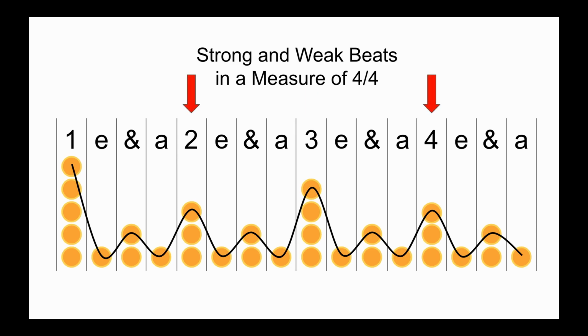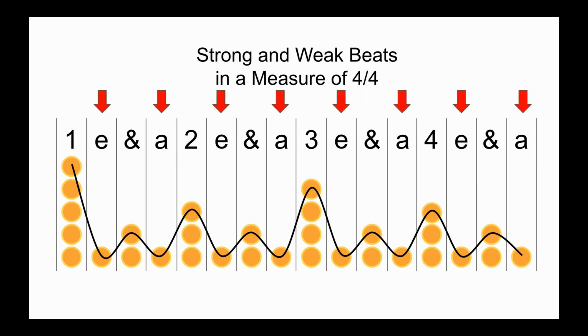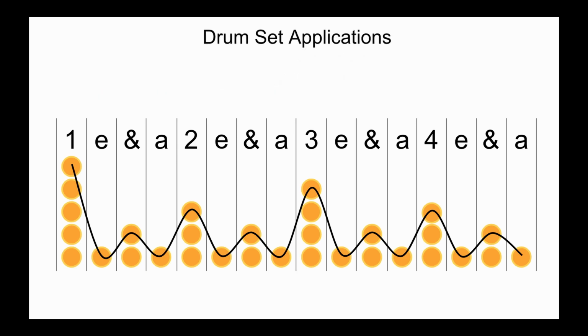Beats 2 and 4 are next in strength. Not quite as strong as beat 1 or 3, but strong enough to drive the pulse of the music forward. After that, the 8th note upbeats come next in strength, with the 16th note upbeats being the weakest point of the measure. This translates directly to how some drum set beats are played, so I'm going to give a few examples so you can hear how this works.